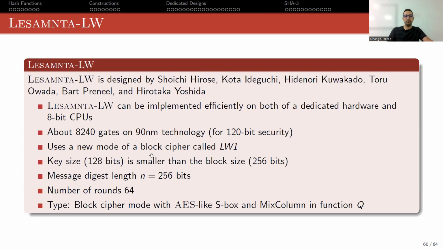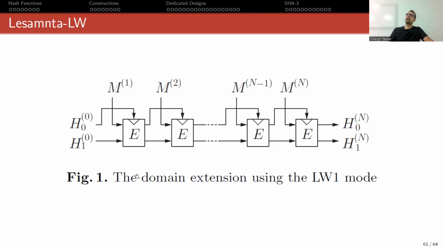It uses a new mode of block cipher called LW1. It has a key size like this, so it can work as a block cipher, as you can see. Message digest length n, so this is actually turning a block cipher into a hash function, a block cipher mode with AES-like S-box and MixColumns function Q. So here we talk about how to convert a block cipher into a hash function, right? Here they are defining a new mode called LW1. So they are turning an AES-like block cipher into a hash function like this, okay?